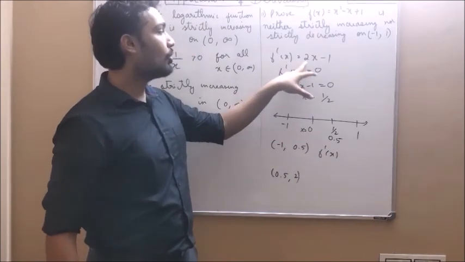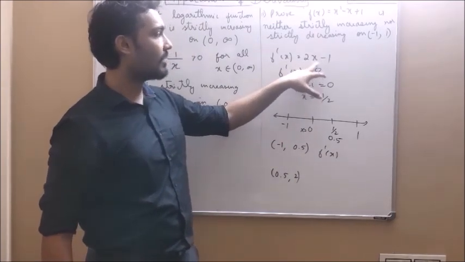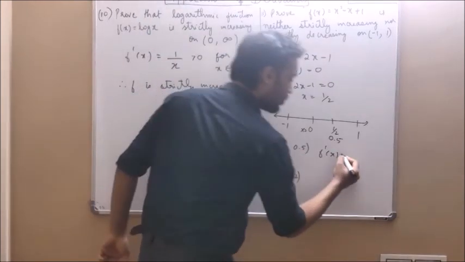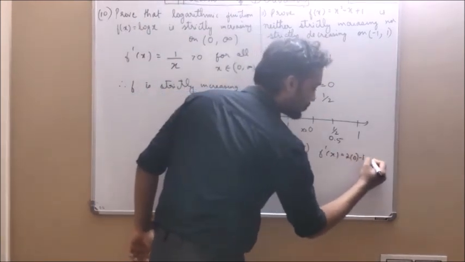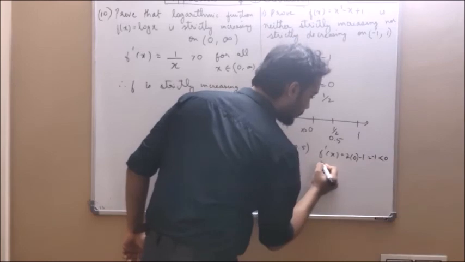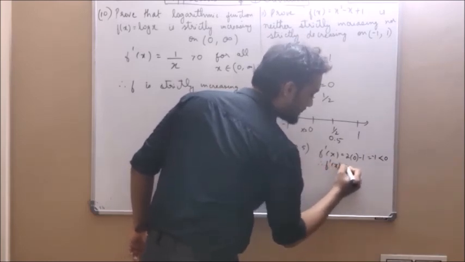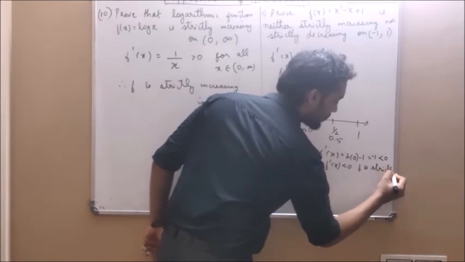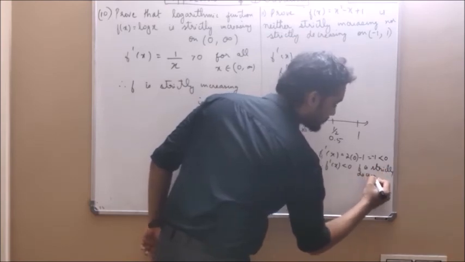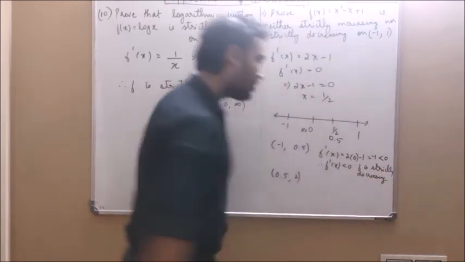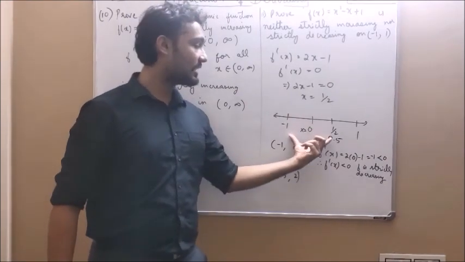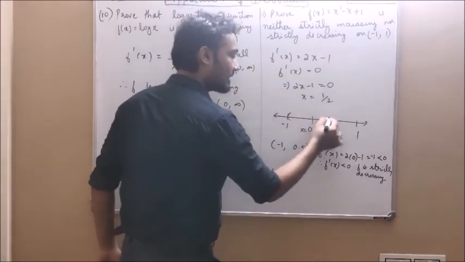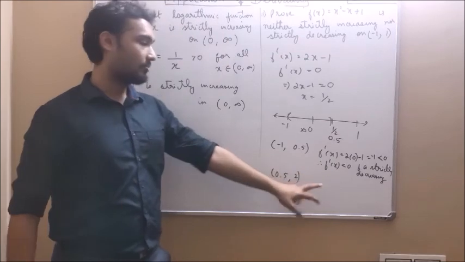What you get? 2 into 0 is 0, minus 1. So it is minus 1, it is negative. So therefore what you are getting? f dash of x is negative. Therefore f is strictly decreasing in this interval.